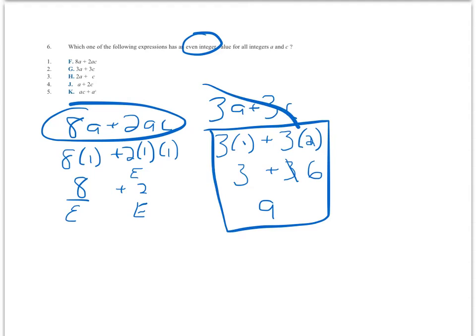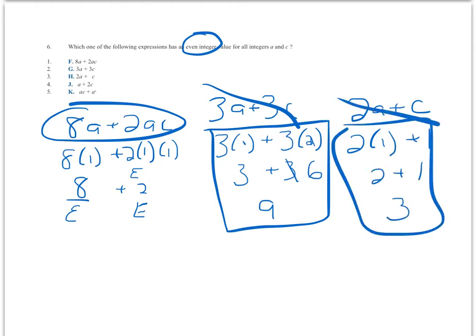You don't want to get an odd answer. It has to be even every time. If you can think of one time where it's odd, then it doesn't work. If I pick a 1 for A and a 1 for C, I get 2 and 1, which is 3, which is odd. That doesn't work.